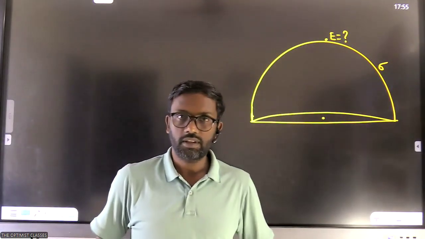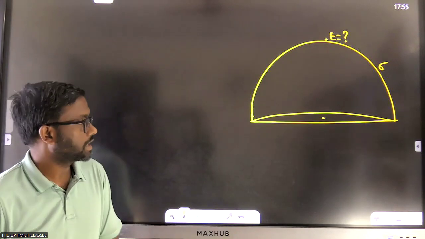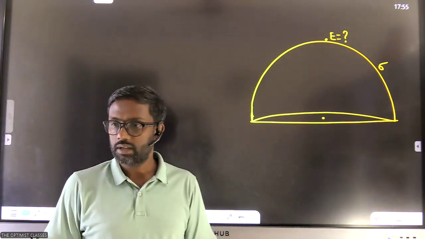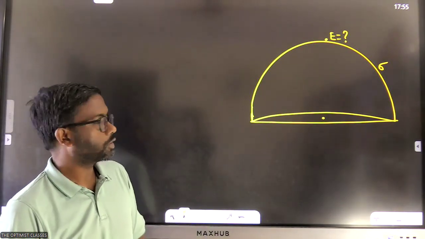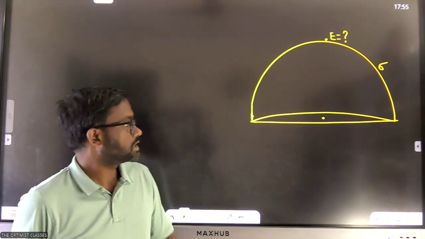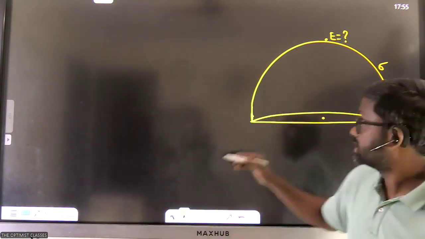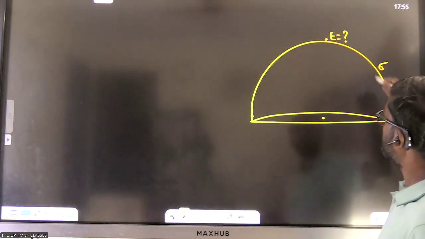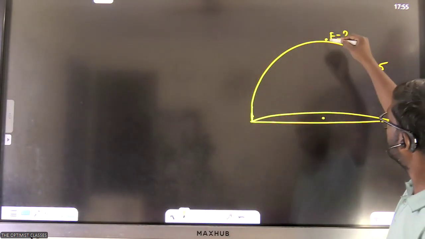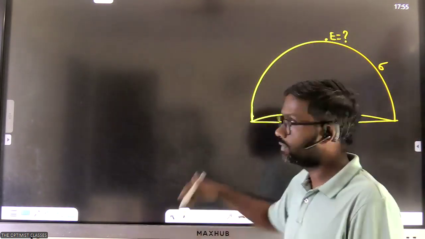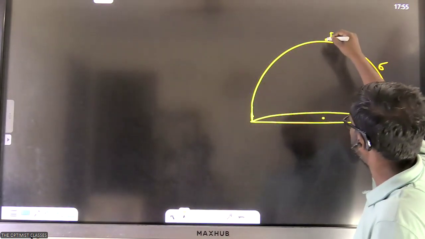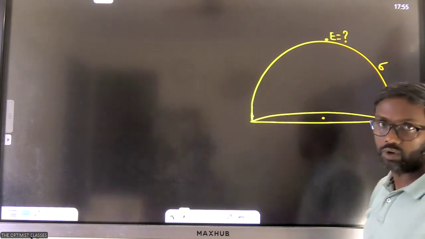Hello students, in this video I'm going to discuss a slightly tricky question. In this question I have seen that not only students but some teachers also make mistakes. The question here is this: there is a uniformly charged hemisphere and you have to calculate the electric field at the topmost point.